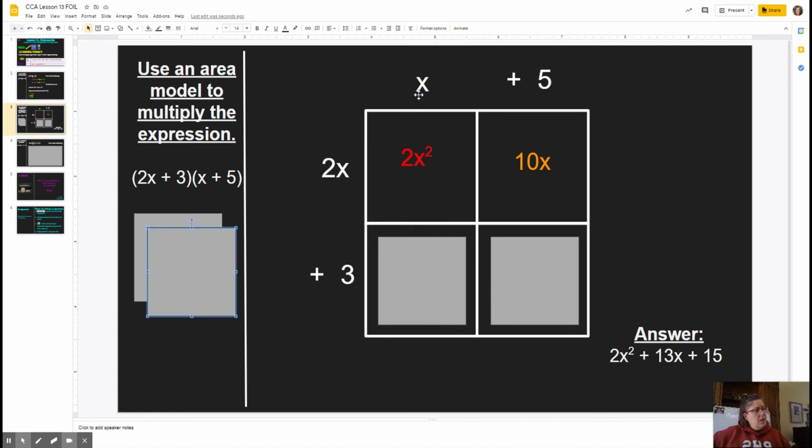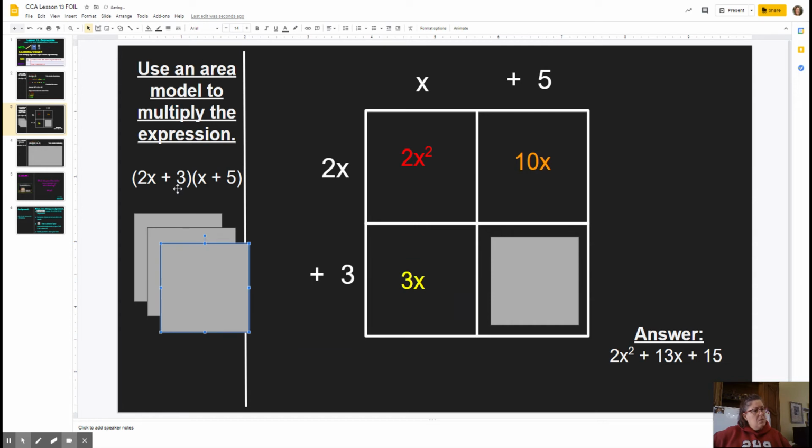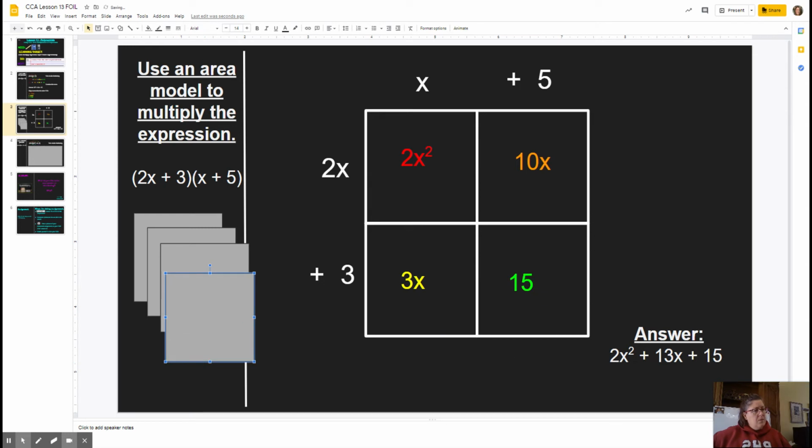And then I'm going to do 3 times x, which is 3x. That's the inside terms. And then 3 times 5, which is 15. 3 times 5, the last terms.